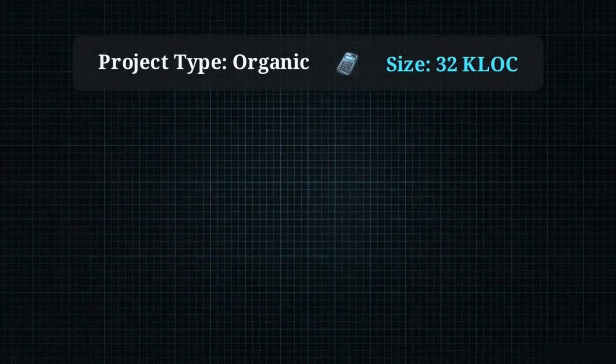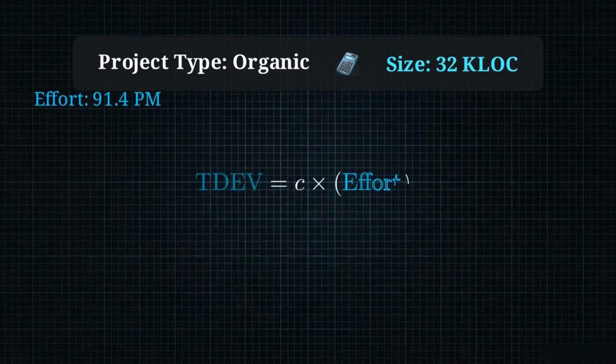Let's plug real numbers into the organic baseline. For a 32 KLOC organic project, we set up the effort formula using our table constants. That gives us 2.4 times 32 to the power of 1.05. We solve the exponent first, getting 38.1. Multiply that by 2.4, and we have a total effort of 91.4 person-months.